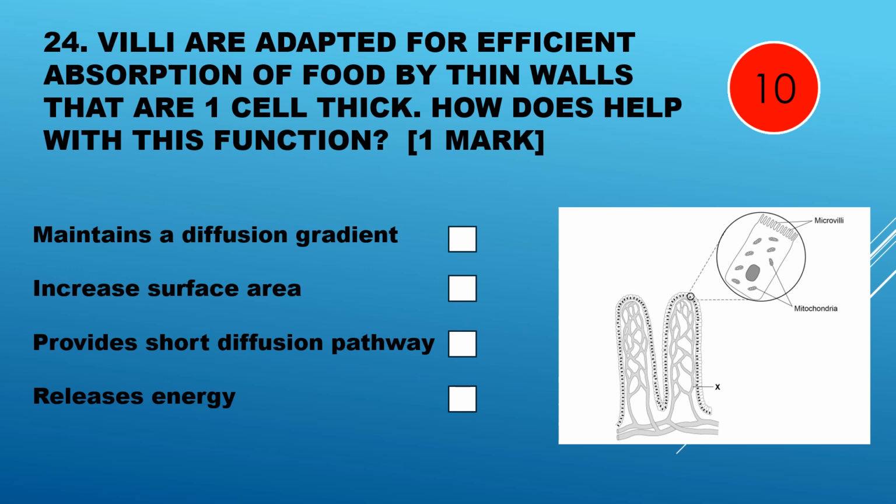Question 24. Villi are adapted for efficient absorption of food by thin walls that are 1 cell thick. How does this help with their function? Does it maintain the diffusion gradient, increase surface area, provide short diffusion pathway, or release energy? It provides a short diffusion pathway. There's a very short distance for diffusion to occur.